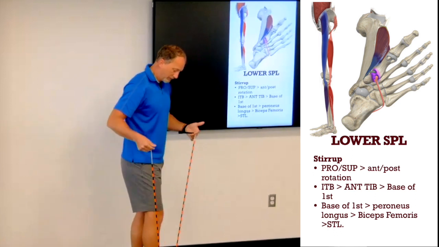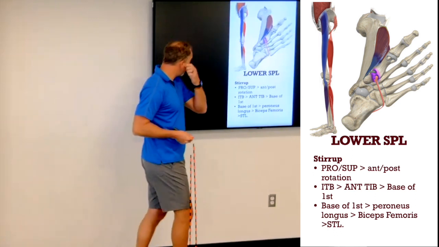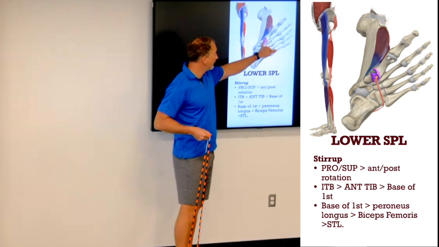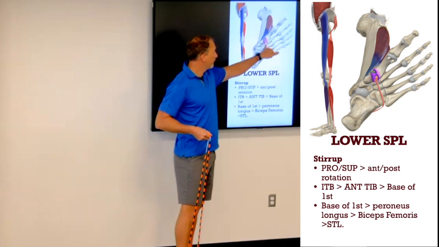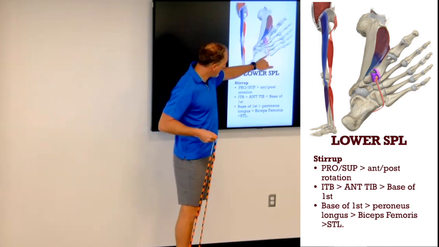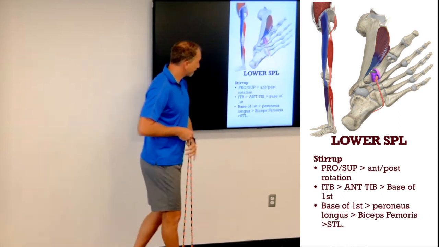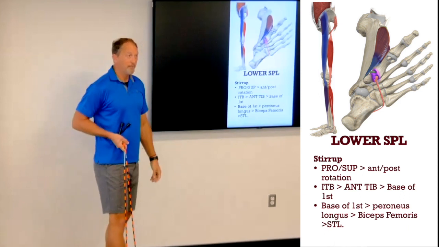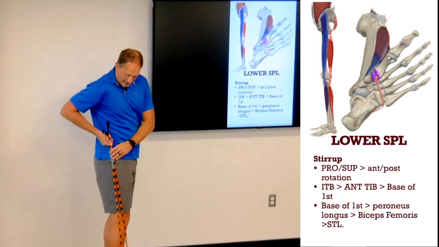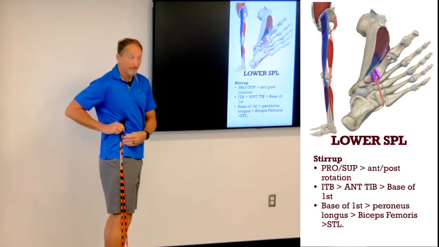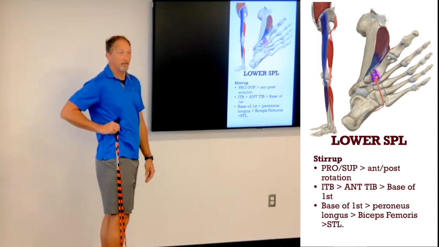We think about the spiral line. We know the spiral line loops around the bottom of the foot. It goes behind the base of the fifth, comes up the first metatarsal, first cuneiform. So we have the anterior tibialis, we have the peroneus longus. It wraps the bottom of the foot, and then it basically fits just like this. So this is our lower spiral line.